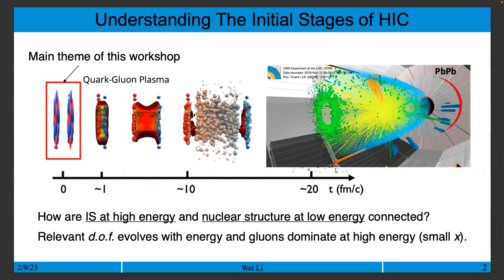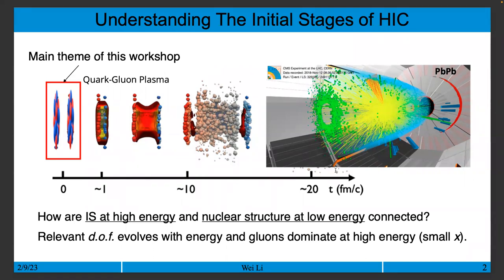One question I'm wondering, which maybe has been discussed here and I missed it, is this: the initial state that we talk about in high energy hadron collisions, and the nuclear structure you measure at low energy, to what extent are they related at the quantitative level? We know that the relevant degrees of freedom in the initial state evolve dynamically with energy. As you go to higher and higher energy, the gluon starts to become dominant. Now, of course, we have a framework to evaluate that, and at high energy how those deformations come into play is still a question being studied.